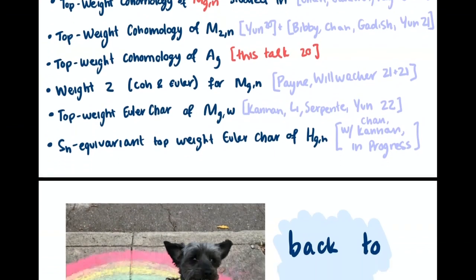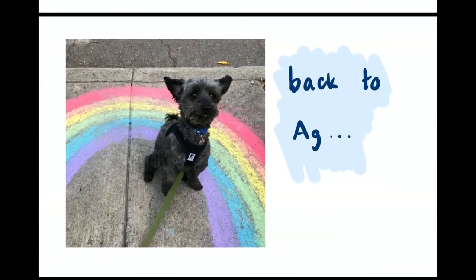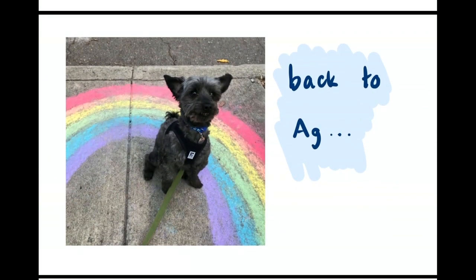Okay, so this is just a slide to pause and say now we're going into part 2 of the talk. This is the end of my big overview on how we use tropical geometry to do cohomology calculations. And now I will go into the specific example of how we did this for A_g.